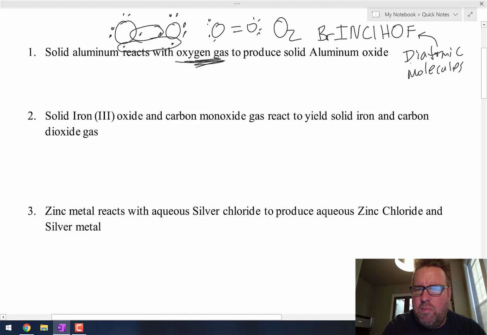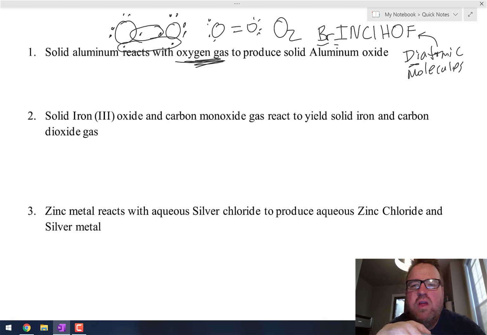And again, what does that mean? Di means 2, and atomic just means atom. So they're 2-atom molecules. Anytime bromine, iodine, nitrogen, chlorine, hydrogen, oxygen, or fluorine are by themselves, they will always appear as Br2, I2, N2, Cl2, H2, O2, and F2.